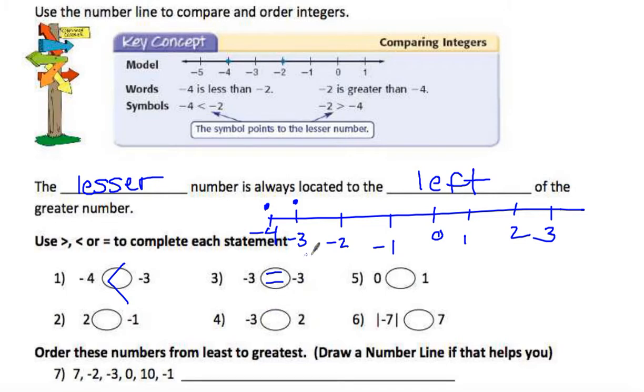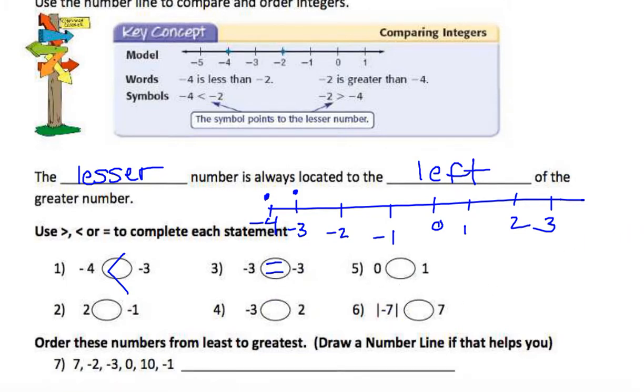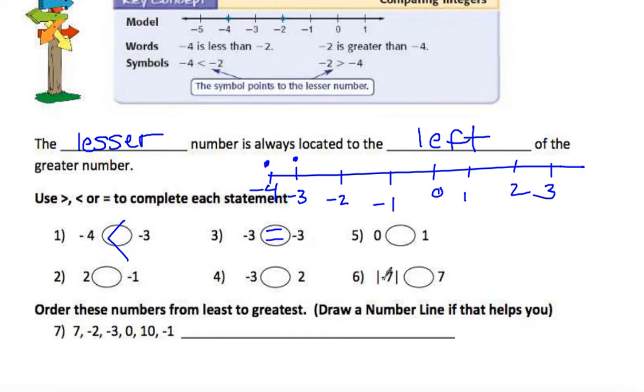All right. Now if we look real quick at number 6, I don't know if you remember what this symbol means. This symbol means absolute value. Absolute value is the distance from 0. So the absolute value of negative 7 is 7 spaces away from 0. So these actually turn out to be equal to each other. I want you to pause the video here and do 5, 2, 4, and 7 on your own.